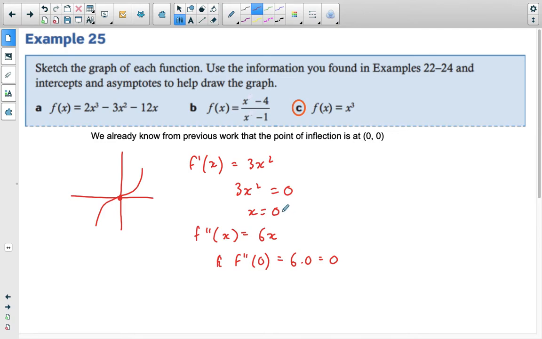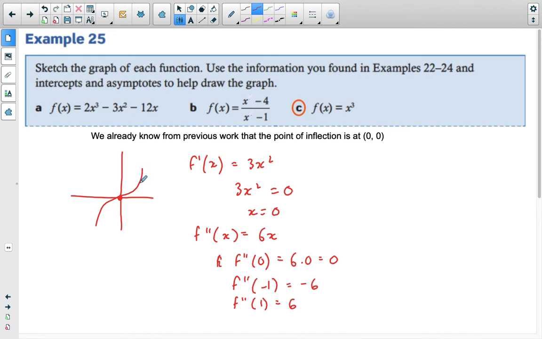Okay, but if you didn't know what the shape of the graph is, then you still do need to check that just before that value, the second derivative is negative, and of course it is, and that just after that value, the second derivative is positive, which of course it is, and therefore it is changing from concave down to concave up, and it's a point of inflection.